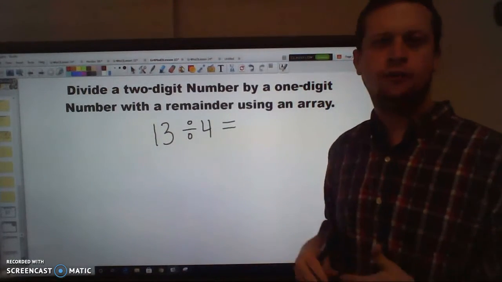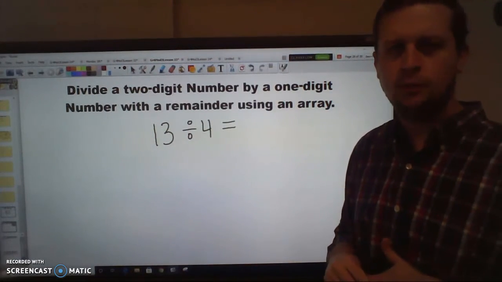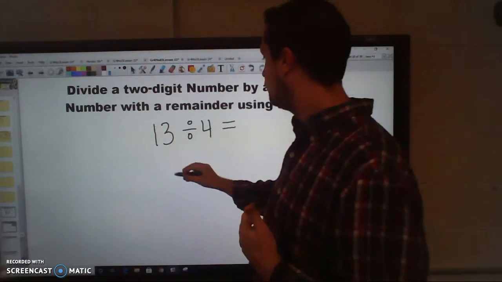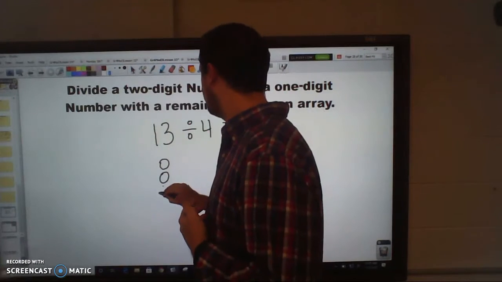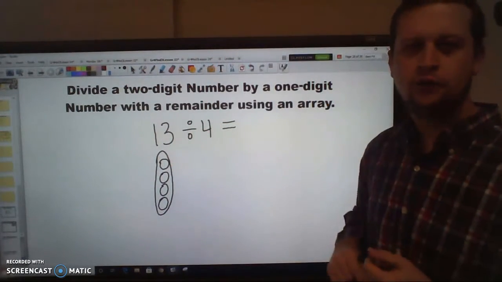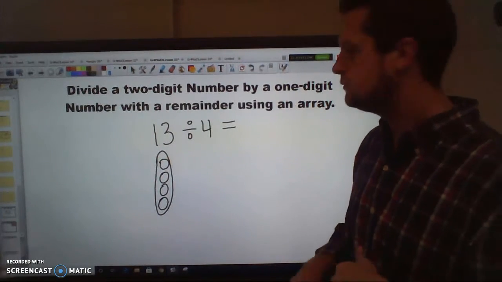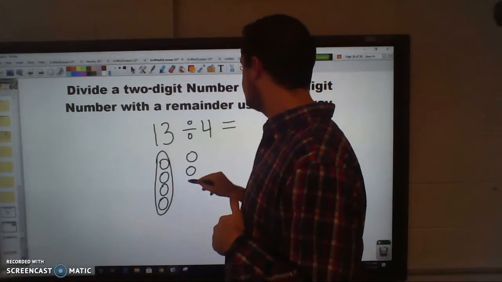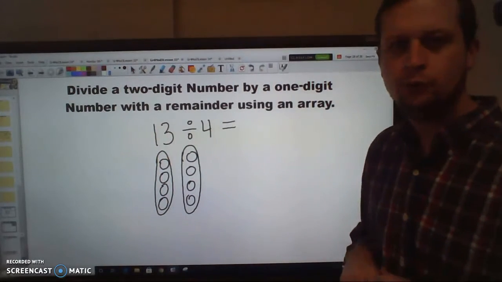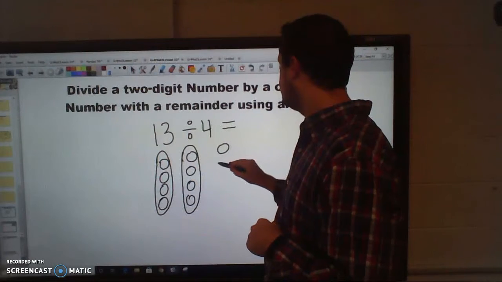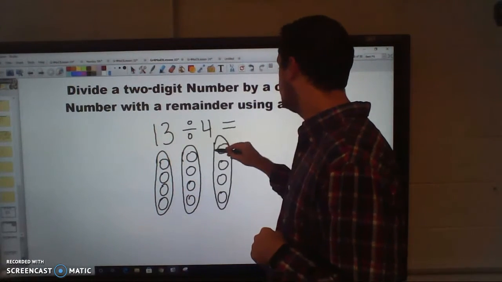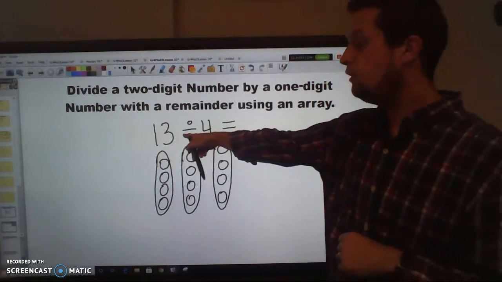So I'm going to start off the same way that I just did my last problem. We've got 13. I'm going to put them in groups of 4. So 1, 2, 3, 4. Circle it. There's my first group. Still looks pretty good. 5, 6, 7, 8. There's my second group. 9, 10, 11, 12. Remember, it's not 12 though, it's 13.